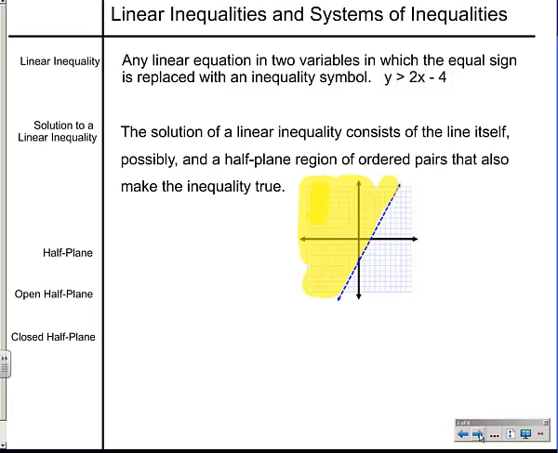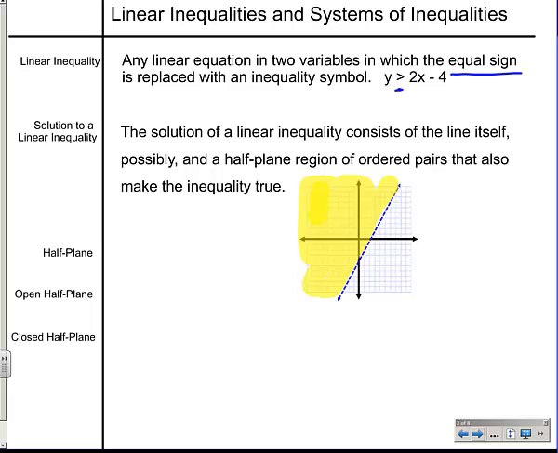First we'll discuss what a linear inequality is. Well, it's any linear equation in two variables in which the equal sign is replaced with an inequality symbol. That would be this symbol here. The solution to a linear inequality consists of the line itself, possibly, and a half-plane region of ordered pairs that also makes the inequality true.